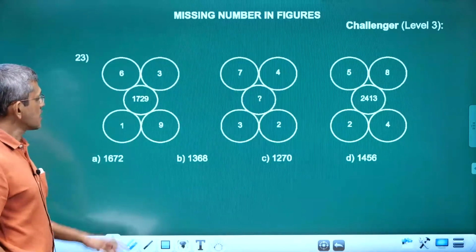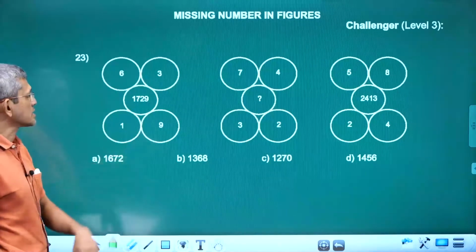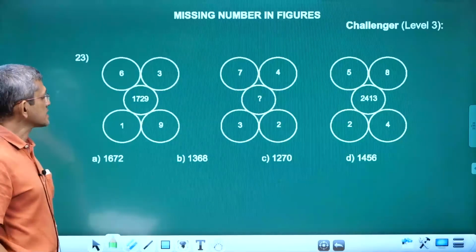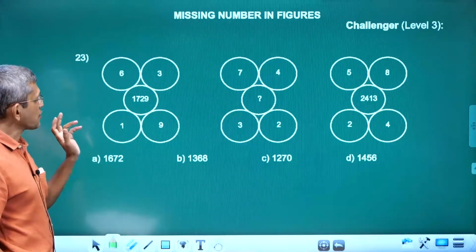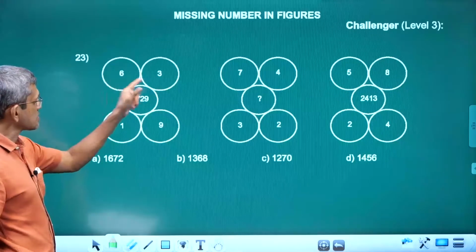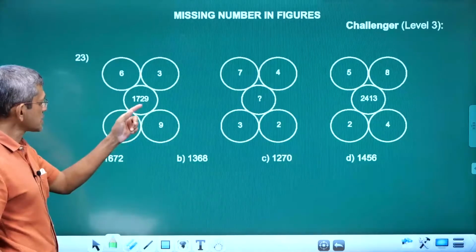63, 1729. Okay, so what is 1729? Then 1 and 9. So take a look at that. 6 plus 3 is 9. 9 plus 1 is 10. So we have 19, right? So 6 plus 3, 9. 1 plus 9 is 10. 10 plus 9, 19. So 1729.